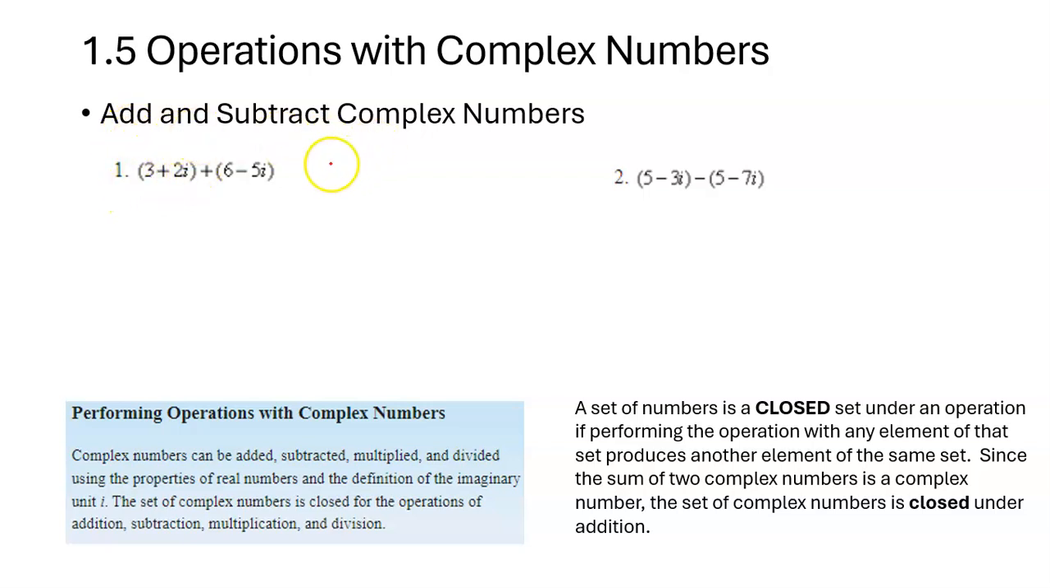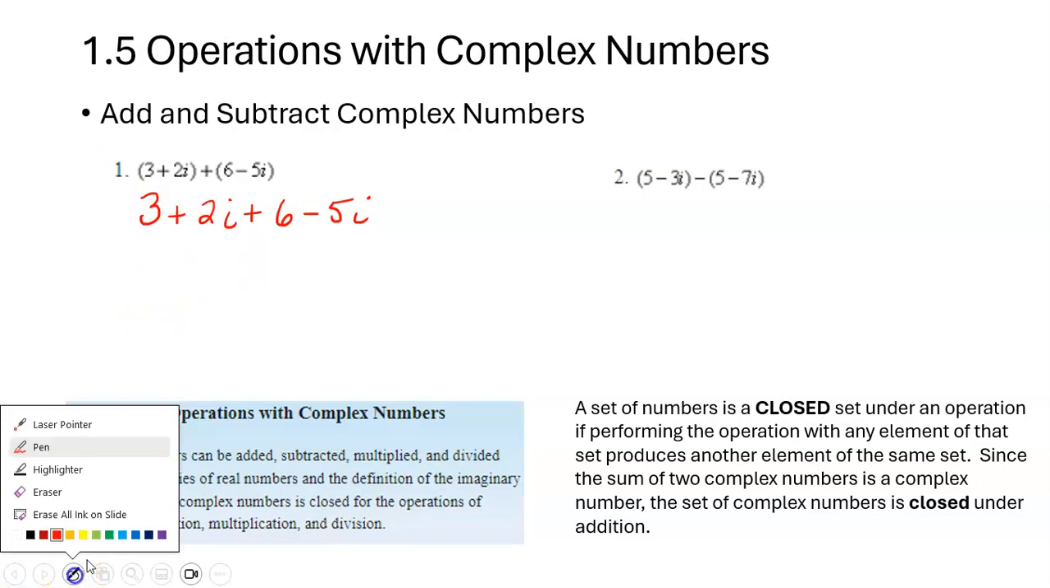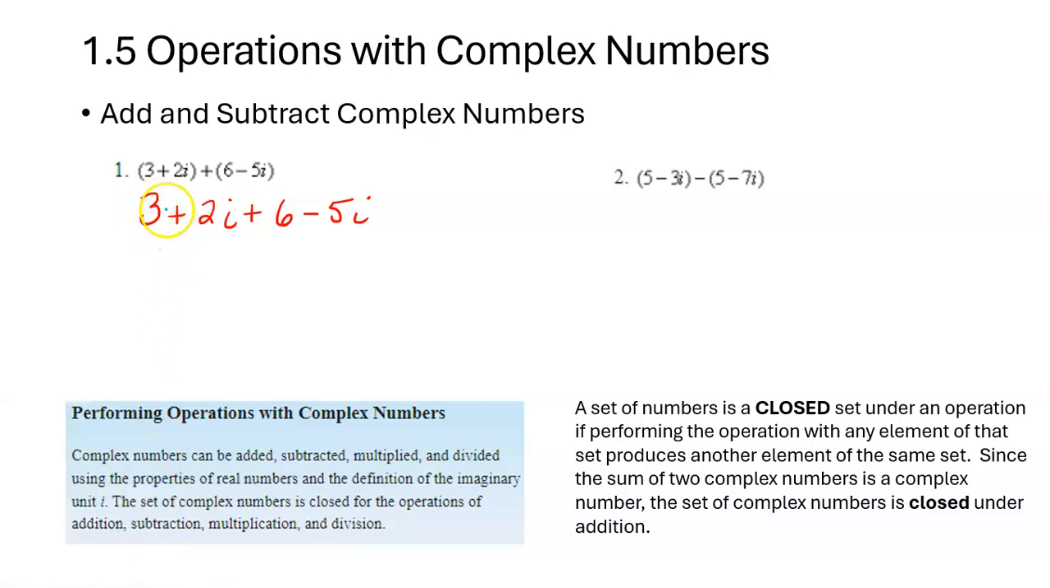So, adding and subtracting complex numbers. Here we have 3 plus 2i plus 6 minus 5i. We are going to combine like terms. This does not have an i, and this does not have an i. So I have 3 plus 6, which is equal to 9. So I've taken care of those terms.